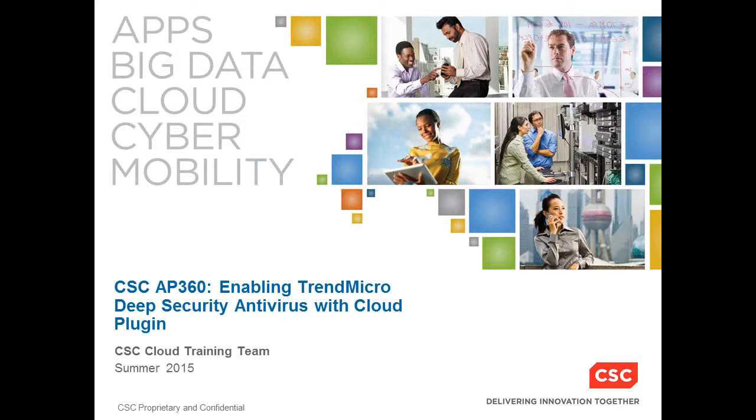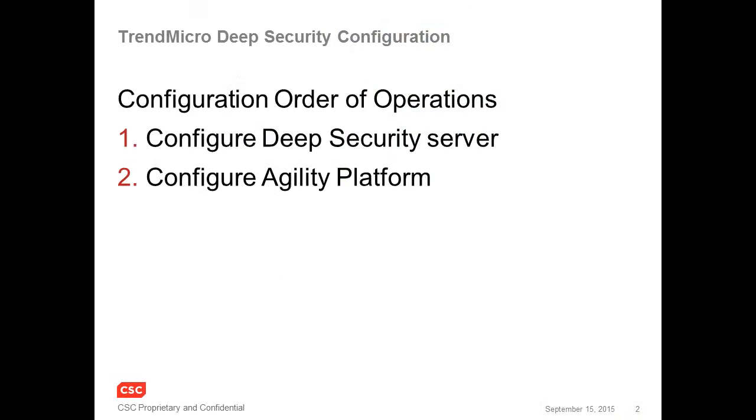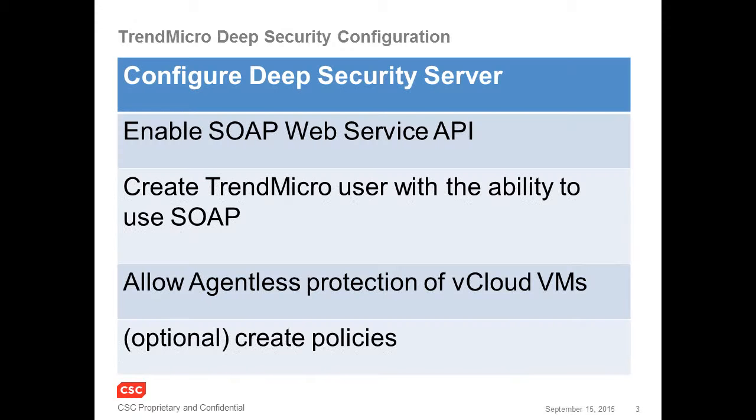This is the module for enabling TrendMicro Deep Security Antivirus with Cloud Plugin. Today we'll be concentrating on TrendMicro Antivirus and VMware powered BizCloud. So we'll need to be talking about how to configure the Deep Security server and how to configure the Agility Platform server as well. On the Deep Security side, we'll have 4 tasks: enable the SOAP web service, enable a TrendMicro user, and allow agentless protection of vCloud VMs.